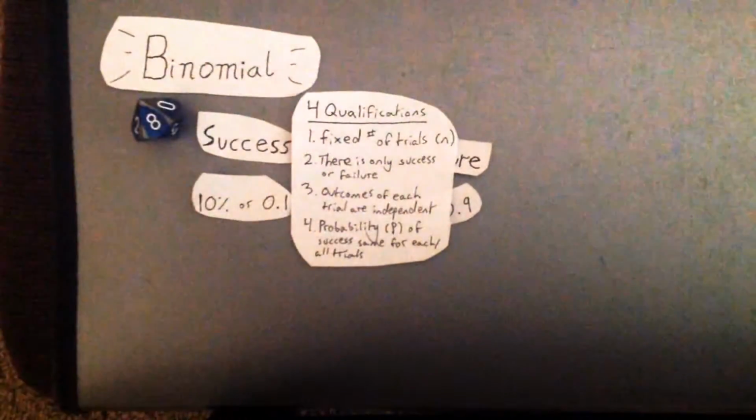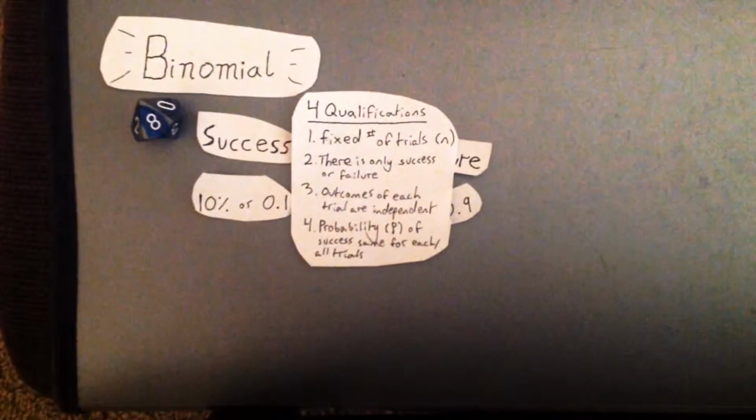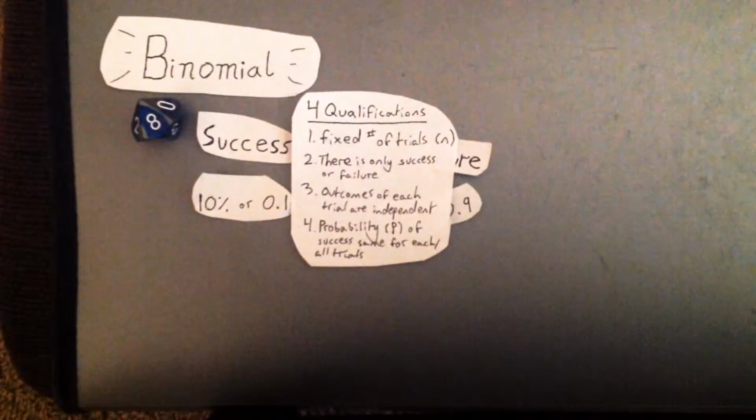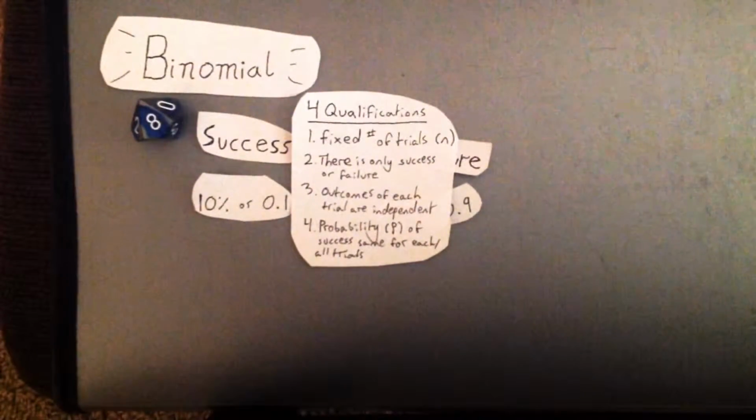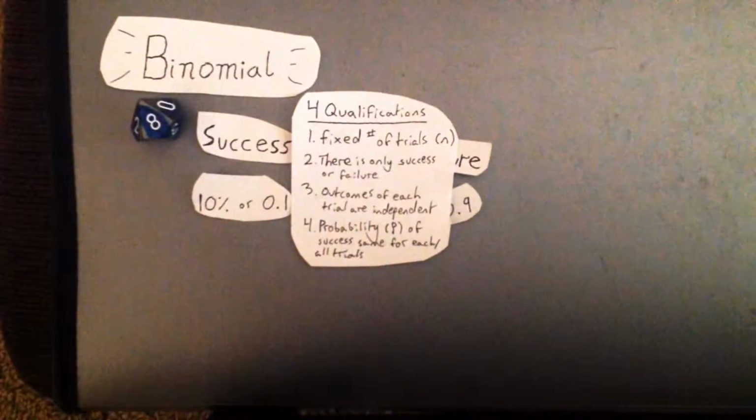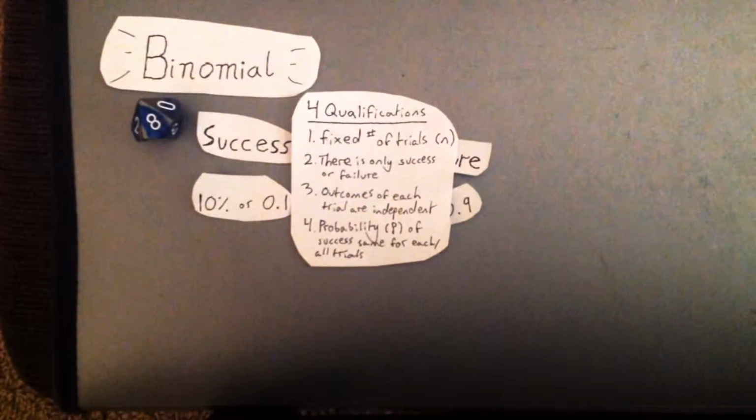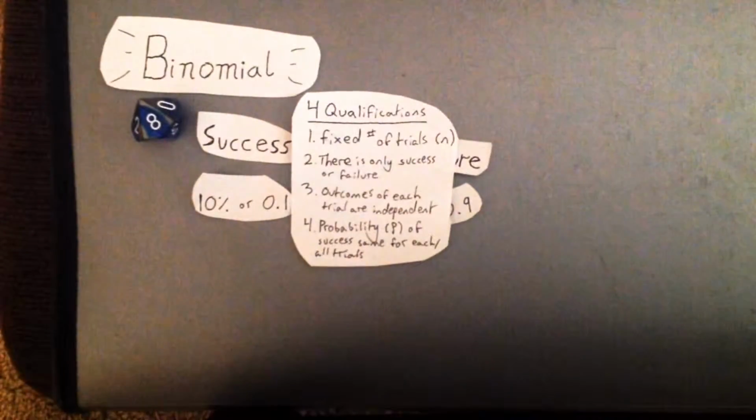In order to be considered binomial, there are 4 qualifications. Number 1, there's a fixed number of trials, which is called n. 2, there's only success or failure. 3, the outcomes of each trial are independent. And 4, the probability of success is the same for each or all trials.